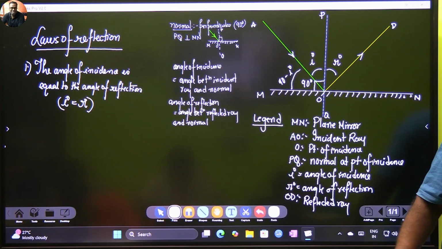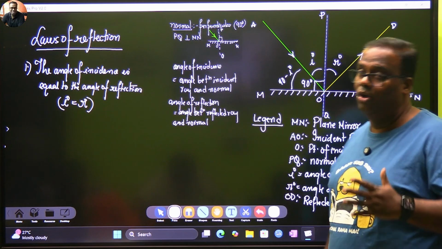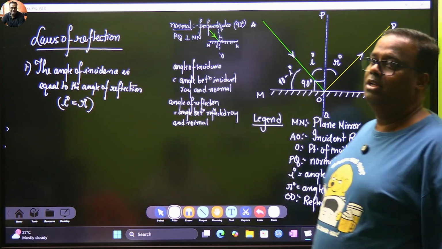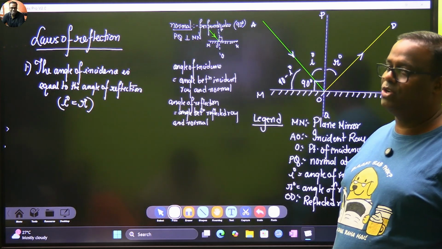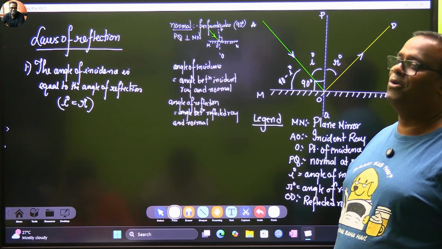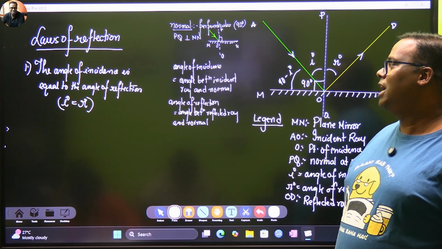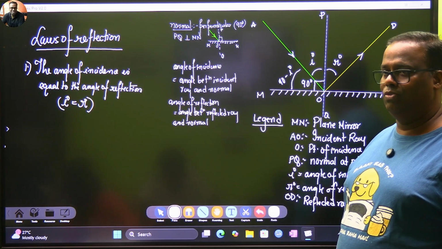Angle of incidence is always equal to the angle of reflection. This is a law, children. Remember that. A law is a law. It has to be obeyed every time. A law cannot change. But you will, after some time, question me on this statement itself. Keep watching and see how much fun it is. Angle of incidence is equal to the angle of reflection.